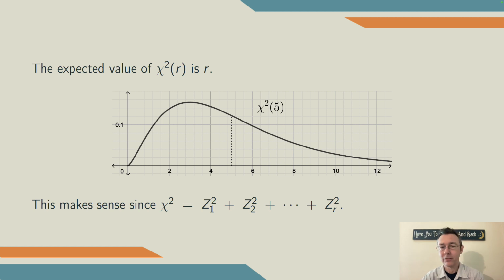And I think that makes sense since the chi-squared random variable is defined to be the sum of r z-scores squared. And we know that the standard normal distribution has mean 0 and standard deviation of 1, so it makes sense that if you square that, the expected value of each one of those squared z-scores would be 1.